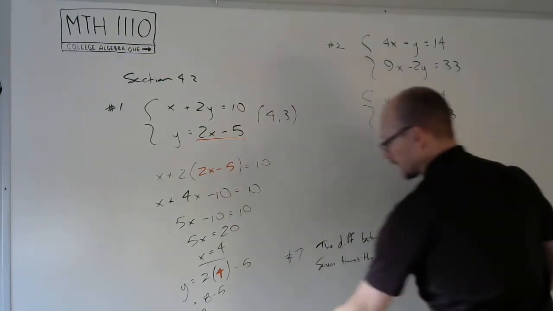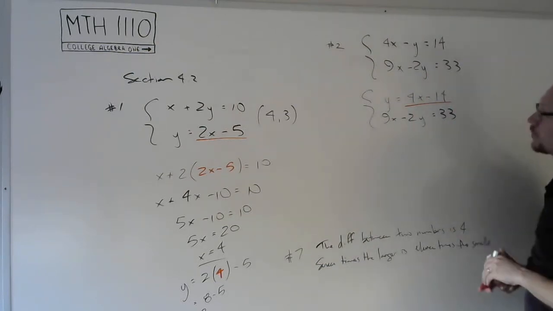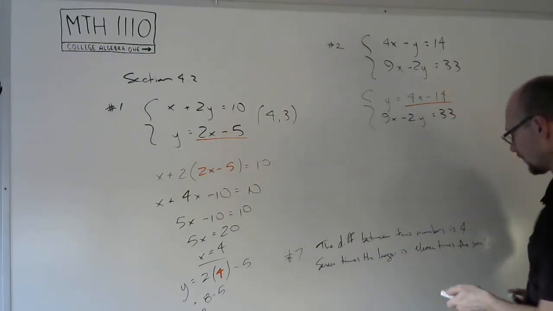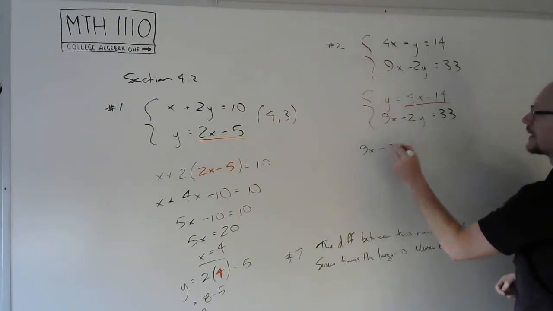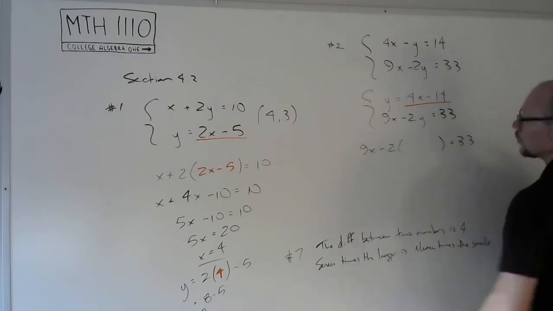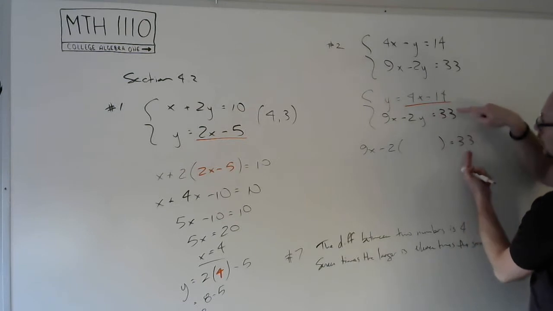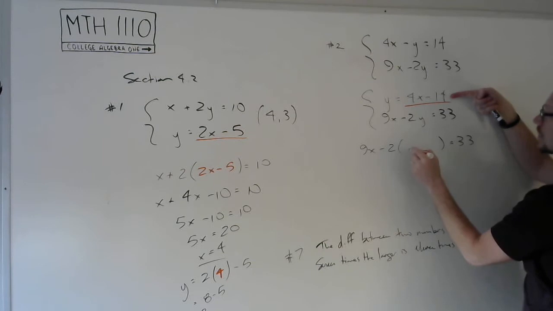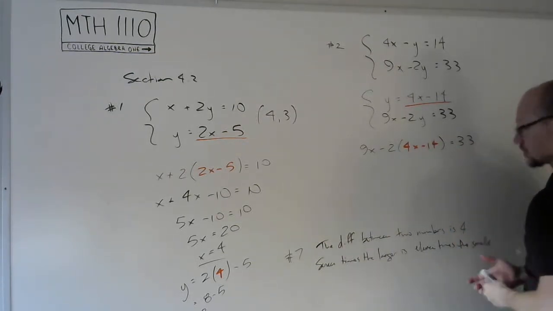And I'm, again, going to underline this idea right here. Y equals 4x minus 14. It happens to be another y. We could also do this for x if x were isolated. So now I'm going to take this equation here that is 9x minus 2y equals 33. Well, what is the y? I'm going to replace it with the other equation's y, 4x minus 14. Now I can solve this equation.